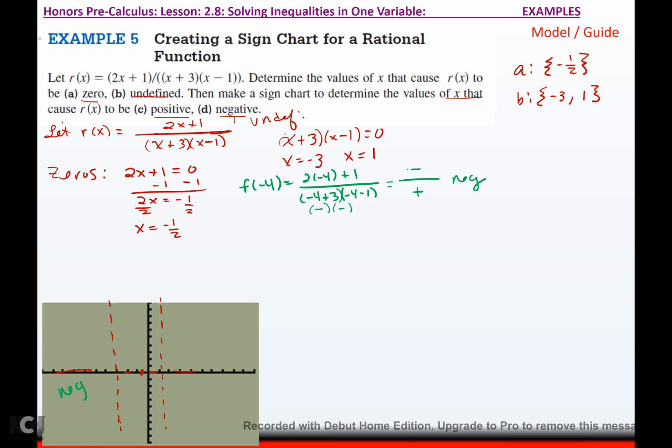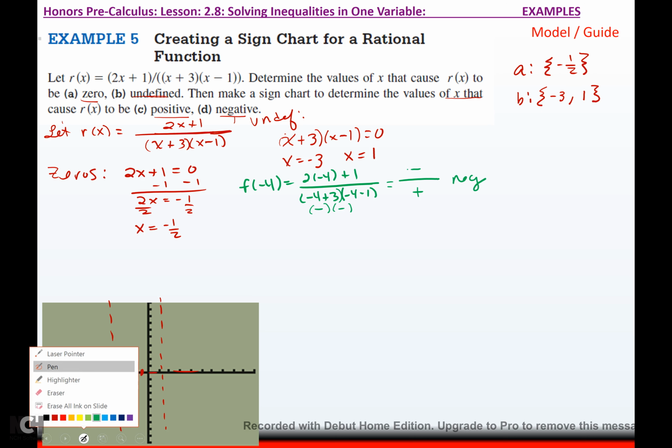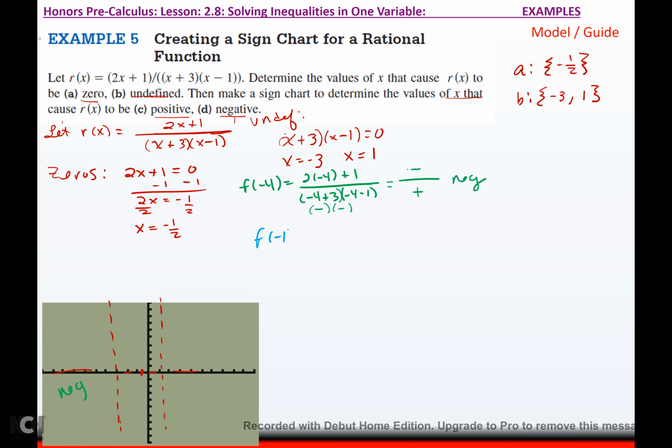I've got to pick something between here. I'm going to pick -1 because it's nice and small. F of -1 would be 2 times -1 plus 1 over -1 plus 3, -1 minus 1. 2 times -1 is -2 plus 1 is going to be negative on top. On bottom, this is going to be a positive. This is going to be a negative. A positive times a negative is a negative. A negative divided by a negative is a positive. So this section is going to be positive.